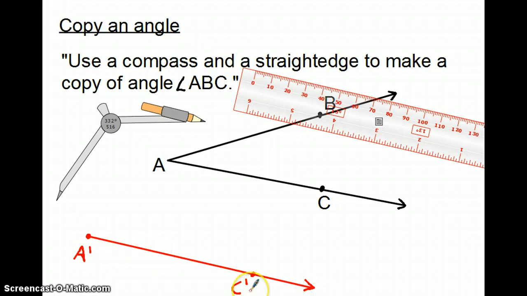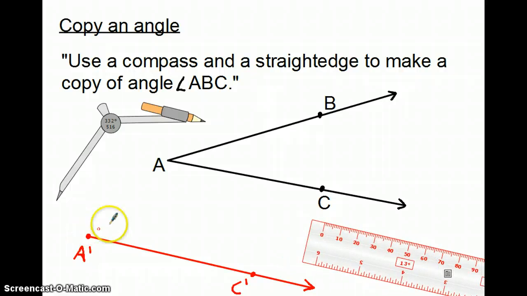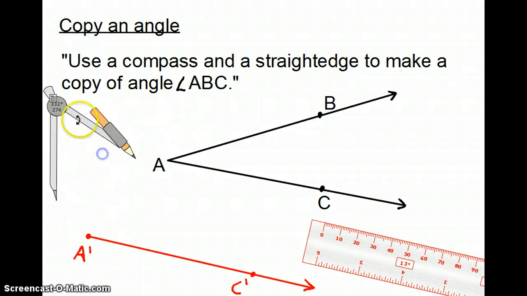So I'm making ray A prime C prime, and I don't care about the length of this, of course. The length from A to C doesn't have to be the same as the length from A prime to C prime. I don't really care about that so much. What I'm really concerned about copying is the size of this angle exactly. So I'm starting out with ray A prime C prime there. And really, then my only task is to figure out exactly where on the page to put this other ray that's going to go here so that it's going to end up with the same angle size as this one. Alright, it's a little bit trickier than the last one.